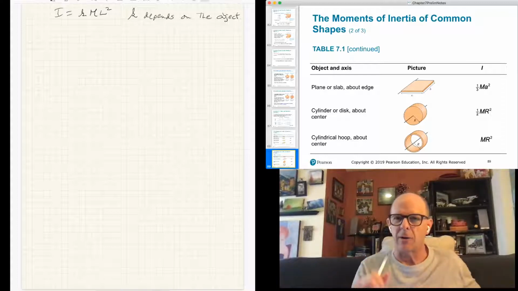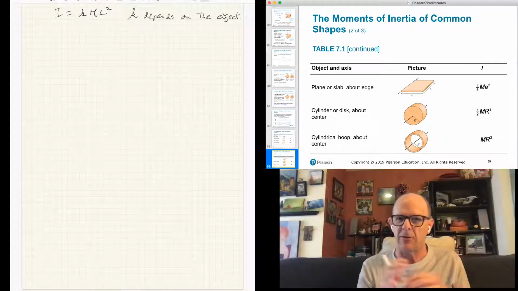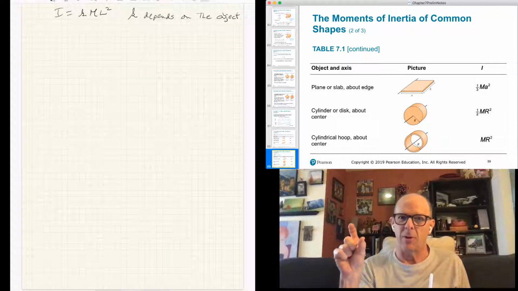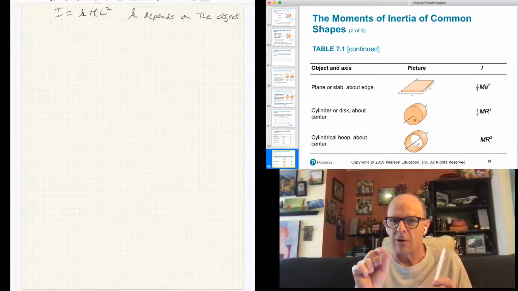In the hollow cylinder, in the bottom row there, all of the mass is as far away from the axis as it can possibly be. So each individual piece of mass is a distance r from that rotational point, whereas for the solid cylinder, some of it is closer. So the r value for that is smaller.